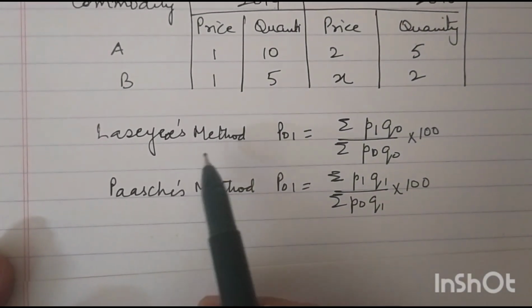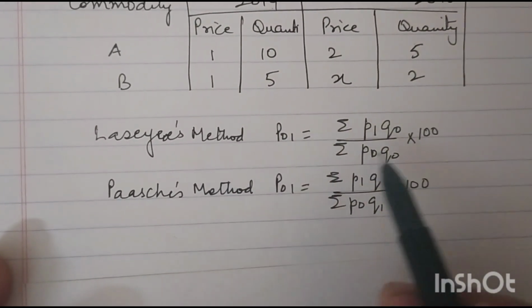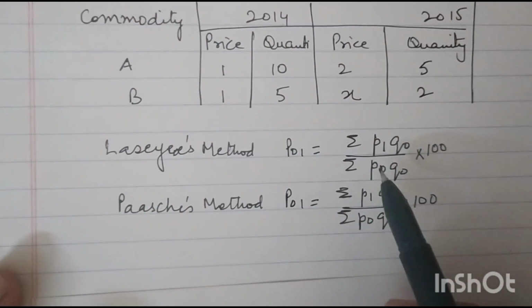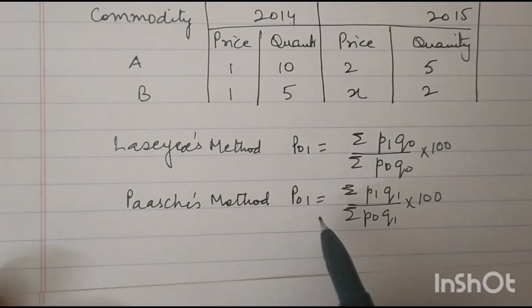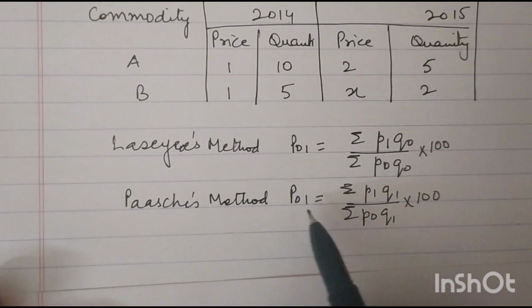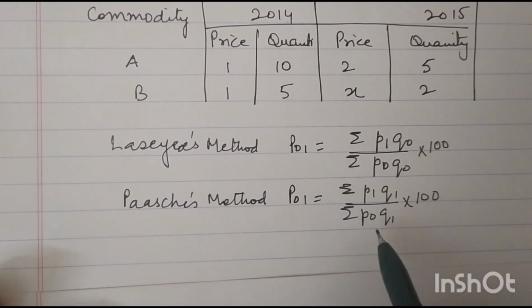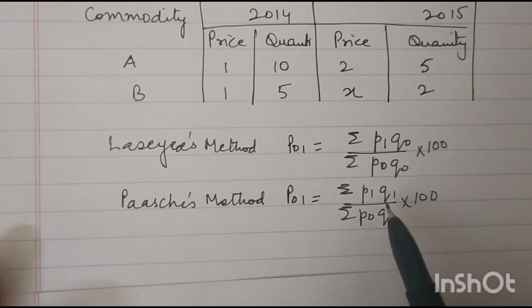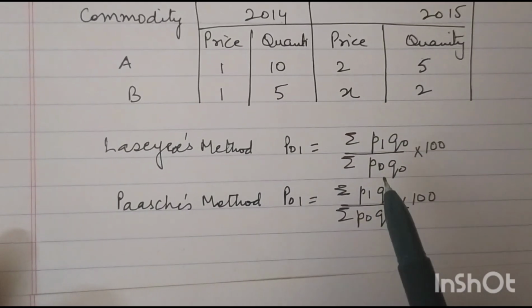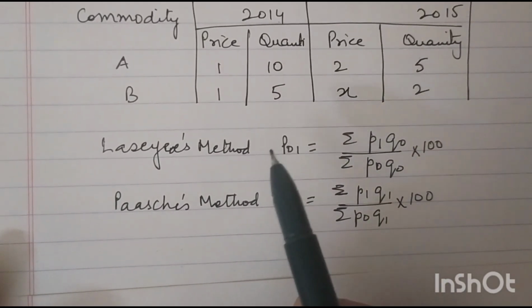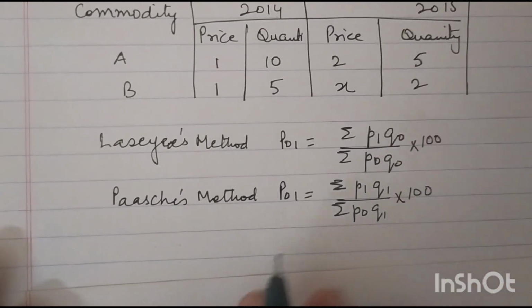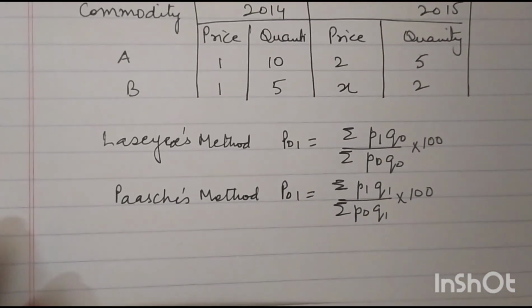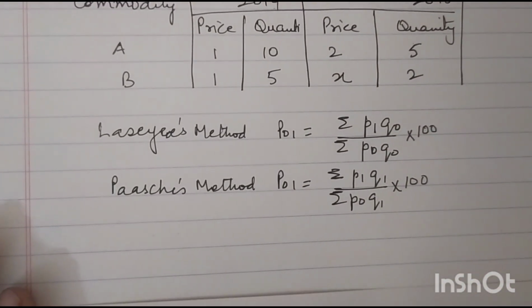Now, according to Laspeyres' method, the price index formula is summation P1 Q0 over summation P0 Q0 into 100. And Paasche's method, the price index is summation P1 Q1 over summation P0 Q1 into 100. So here we have to know the values of P0, Q0, P1, Q1, and then we will find these values and put them in the formula. Let us construct a table.